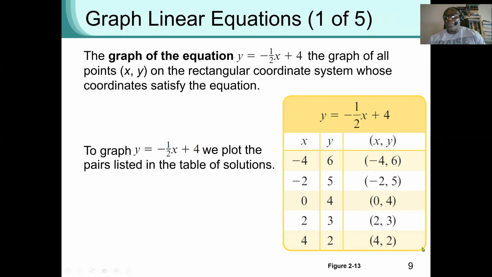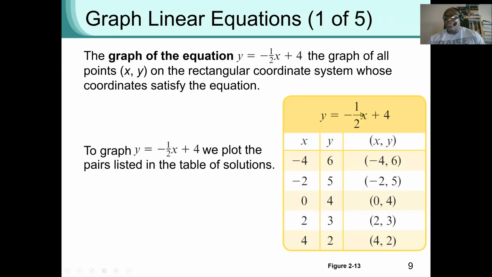We have our table, and we came up with some x input values from -4 to +4 within an interval of 2. So we have -4, -2, 0, 2, and 4. When x is -4, I'll plug it in the equation. So negative half times -4 will give me +2. +2 plus 4 will give me +6. So when x is -4, y will be 6.